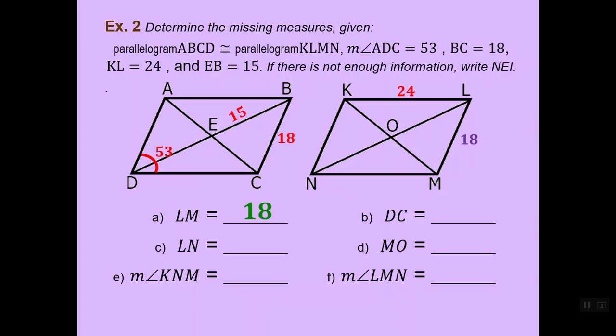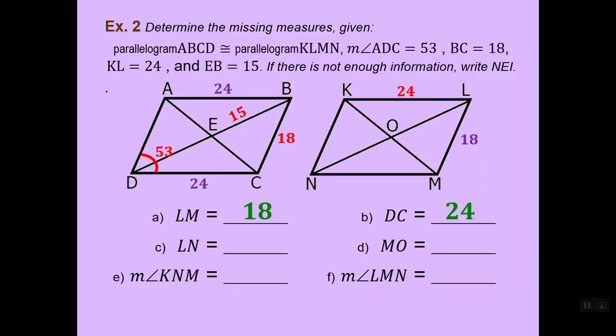DC, let's see if we can figure out DC. Well, I'm not sure. We don't know the corresponding side to DC. Let's take a look and see what we have. We know that KL is 24, and corresponding to KL is AB, so we know that AB is 24. If AB is 24, since it's a parallelogram, the opposite side is congruent. Therefore, I know DC is 24. So we can go ahead and write in that DC is 24.